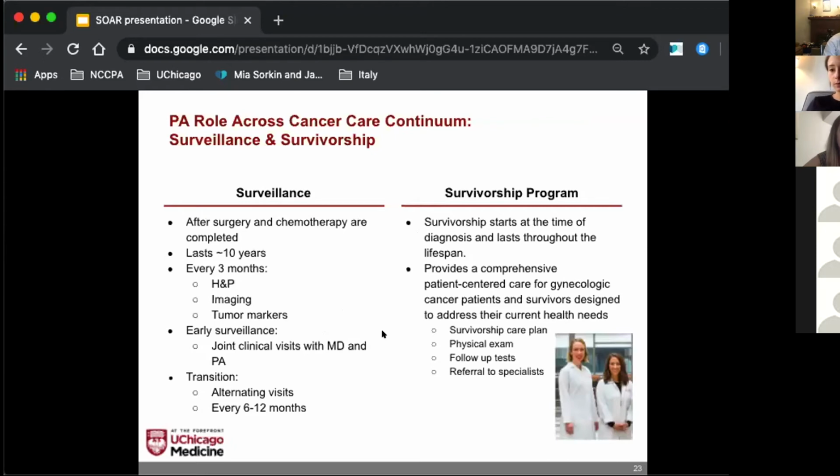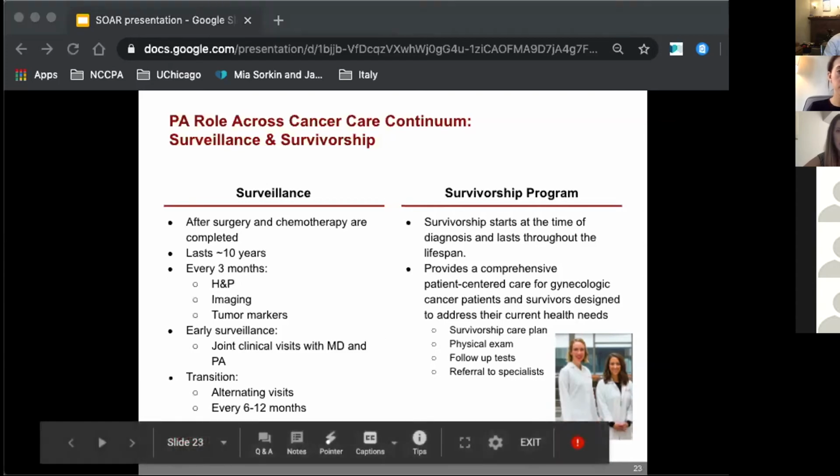So after a patient has gone through their surgery, they've had chemotherapy, they really enter the next phase of care, which is called surveillance, where we continue to monitor them and make sure that their cancer doesn't come back or address it if it does. And this typically lasts 10 years or so, though this can be a little variable.